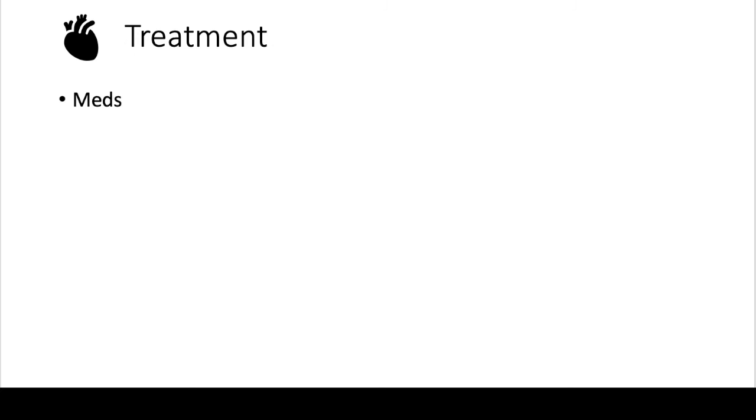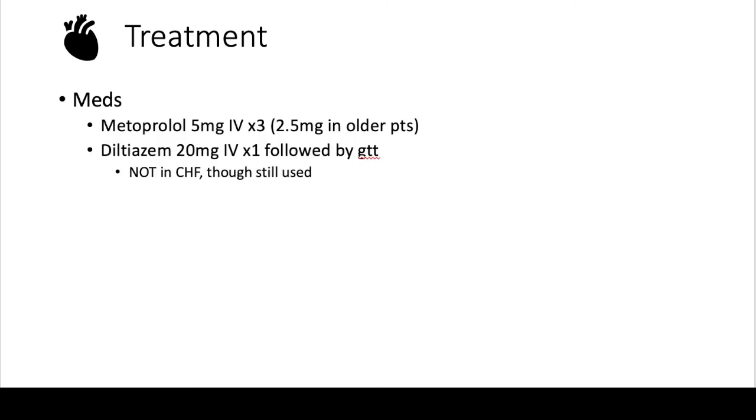In terms of treatment, the main medication that you'll see used in an acute setting whenever you're taking care of patients with AFib and RVR is metoprolol. The dose is usually 2.5 to 5. I write here 2.5 for older adults because a lot of patients that are older are very sensitive sometimes to metoprolol, and I've seen this myself.